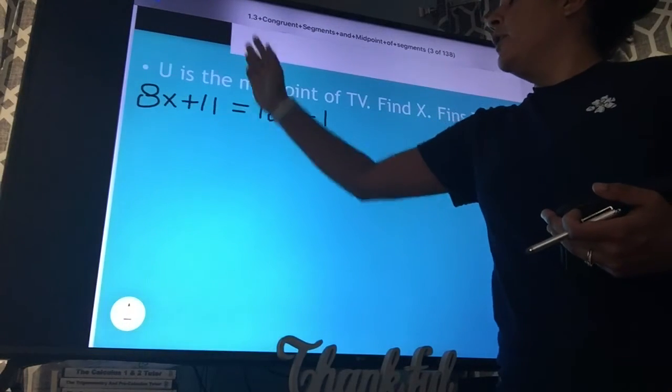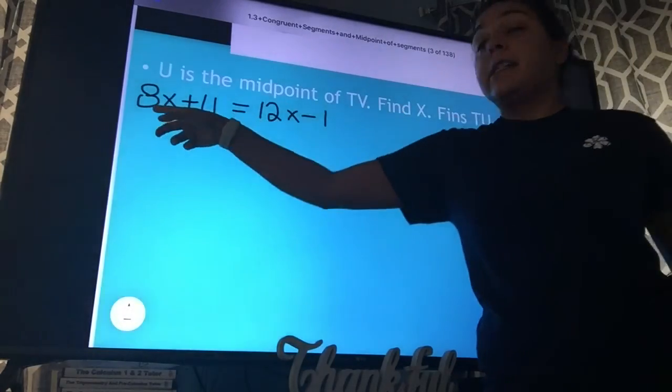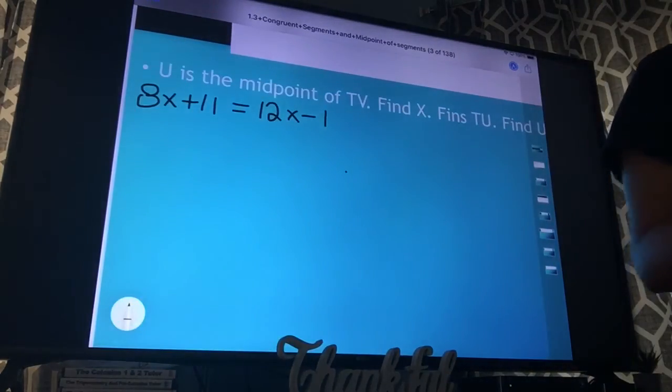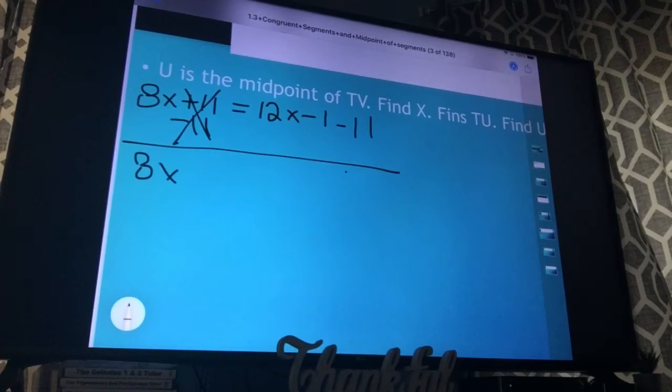If we look at the equal sign, this is the left side and this is the right side. 8x, is that a letter or a number? It's a letter, so it can stay. The plus 11, is that a letter or a number? It's a number, so it needs to be moved to the other side. Right now it's a plus 11, so we do the opposite and say minus 11. If you do it to one side, you have to do it to the other side. So I get 8x equals 12x minus 1 minus 11.